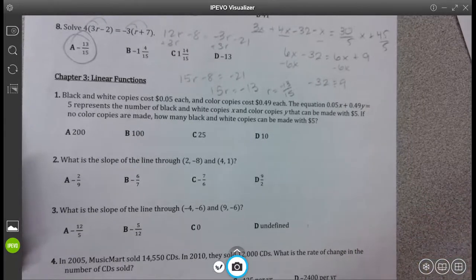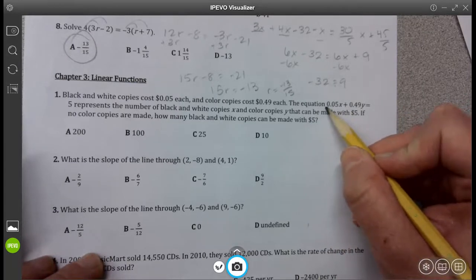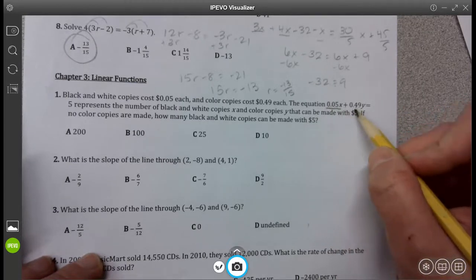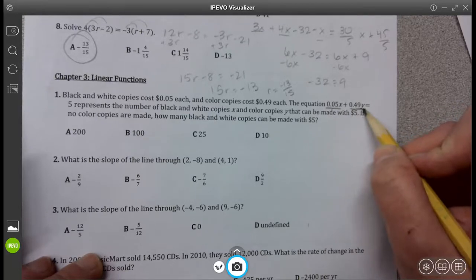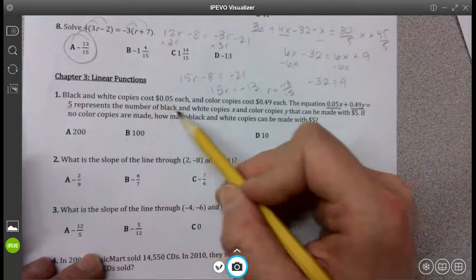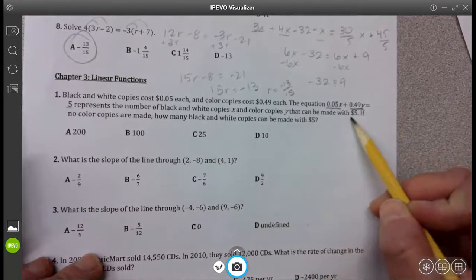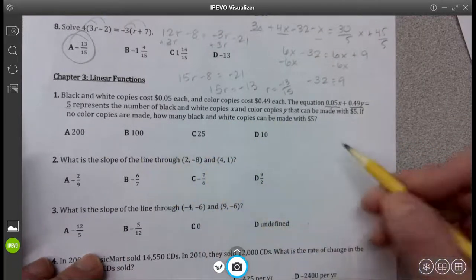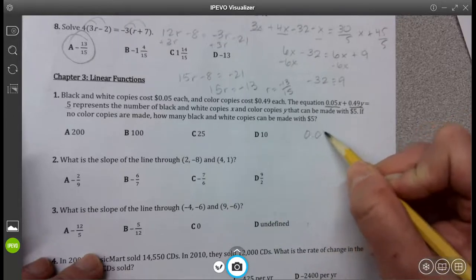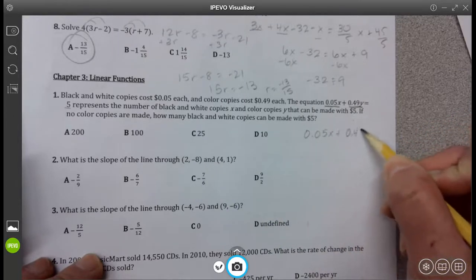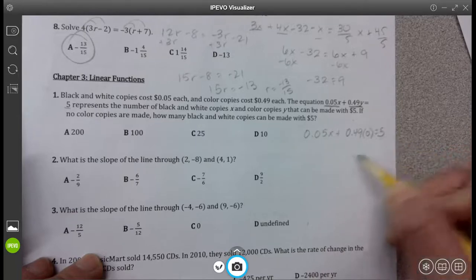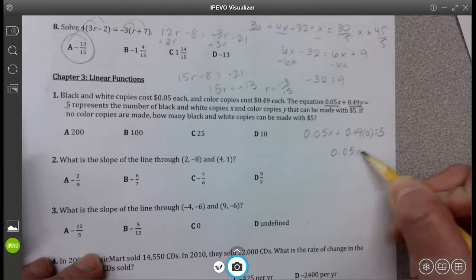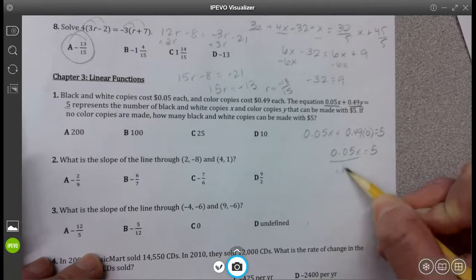Black and white copies cost 5 cents each. Color copies are 49 cents each. Yeah, they're more expensive. That makes sense. The equation, 5 cents per x copies of black and white, plus 49 cents per y copies of color, equals 5, represents the number of black and white copies and color copies that can be made with $5. If no color copies are made, which would be 0, how many black and white copies would be made?